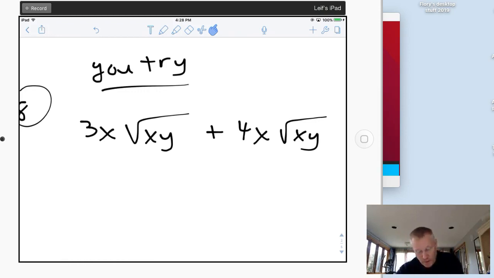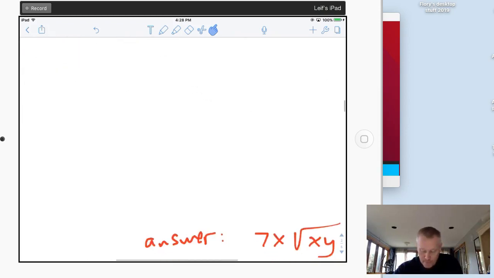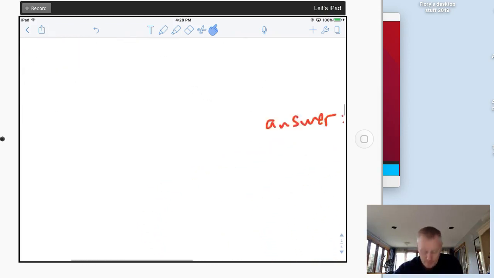3x plus 4x squared xy on both of them. And here's the answer for you.